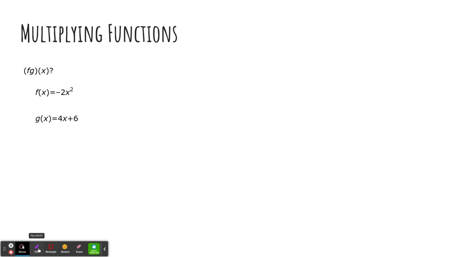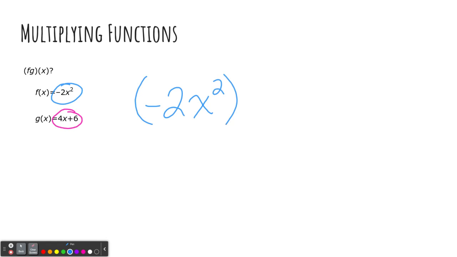Multiplying functions. Same concept. I'm going to take f of x and I'm going to multiply it by g of x. My f of x is negative 2x squared. I'm going to put that in parentheses. And I'm multiplying it by my g of x, 4x plus 6. Again, I'm going to put that in parentheses. From here, we need to multiply. We need to make sure that we multiply everything.